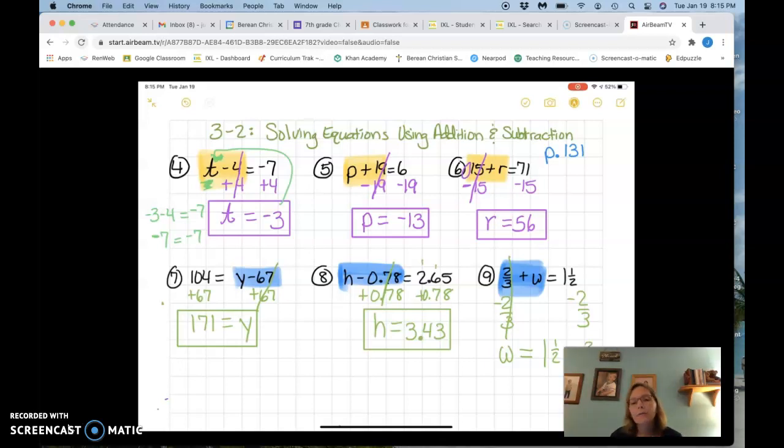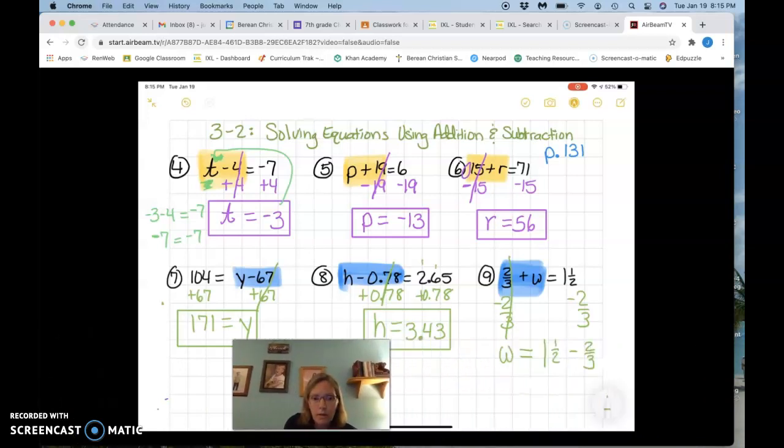Now, I have to do a couple things in order to get these fractions to combine. And I just realized that my camera is in the way, so let me move my little picture right there.